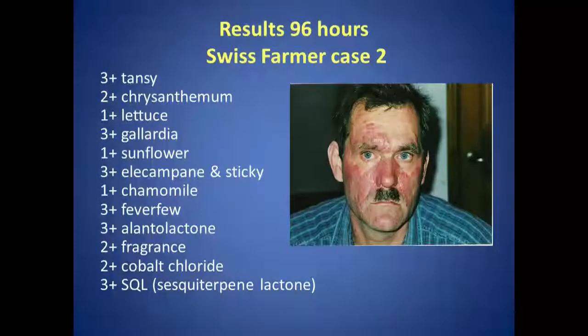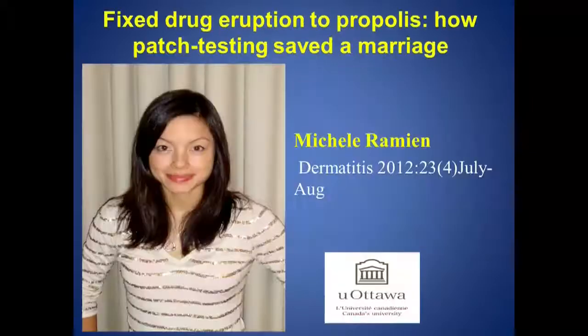Here's a Swiss farmer with the same problem. I won't go through it in detail, but you have to patch test these people and photo patch test them. They're complicated to work out. They're very difficult to manage. We usually use Imuran in them, and steroids, thalidomide, photoprotective clothing. I've actually started to use dupilumab, and with some success.